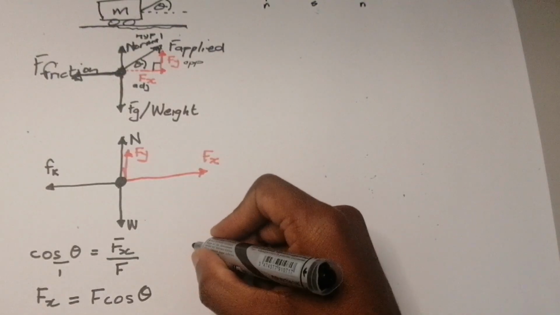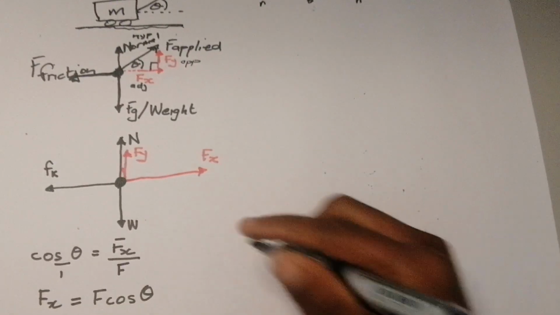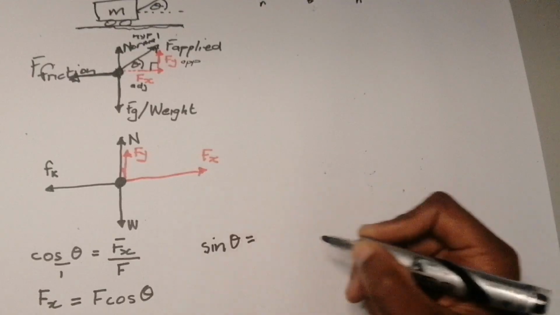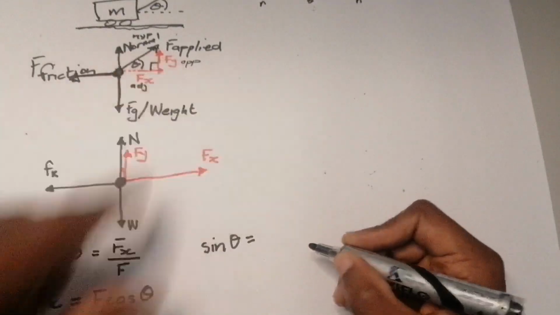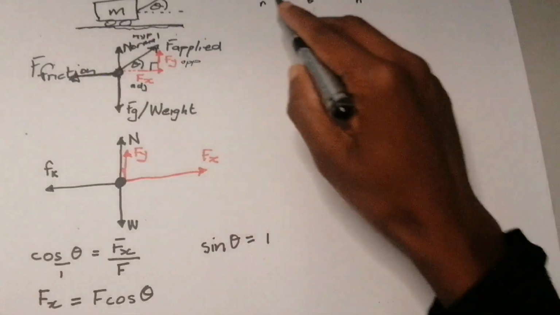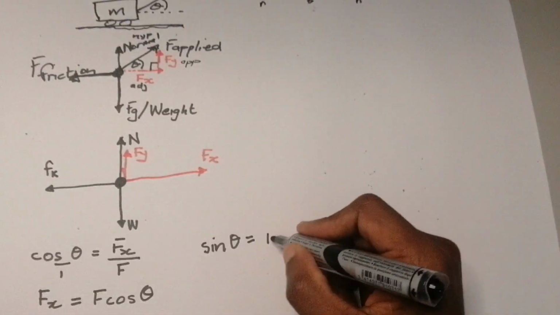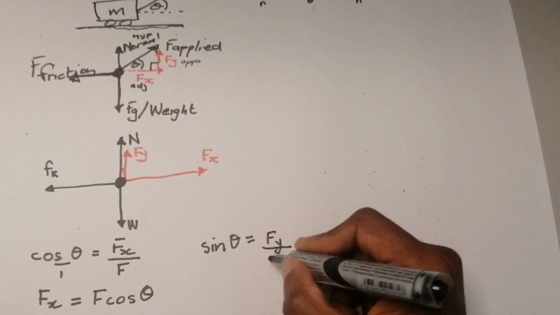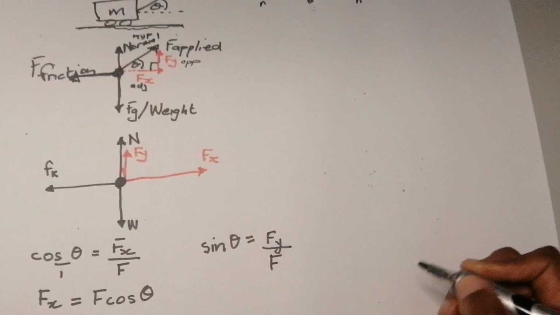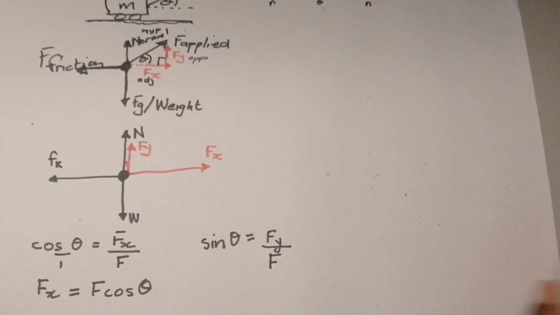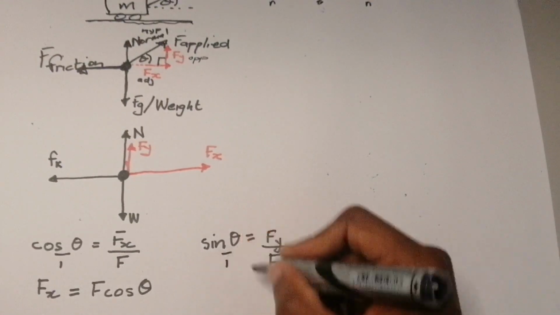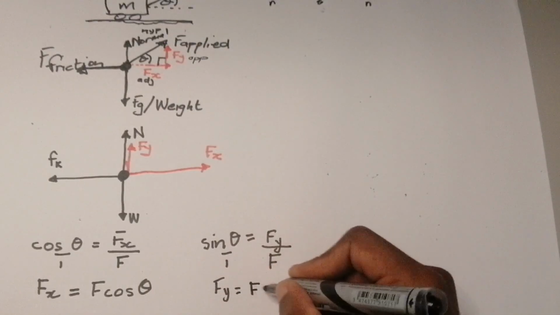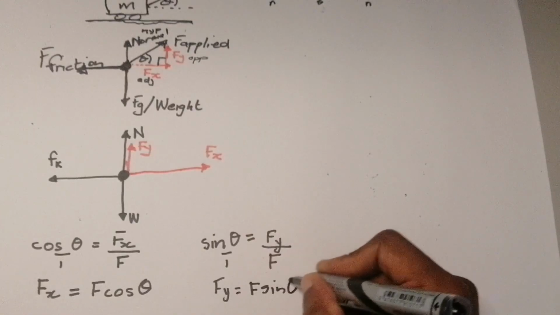You're quite right. So the sine of theta is equal to opposite over hypotenuse. The opposite is our Fy value, divided by the hypotenuse, which is F. So if we wanted to find the value of Fy, we do the very same thing: if we cross multiply, Fy is F sine of theta.